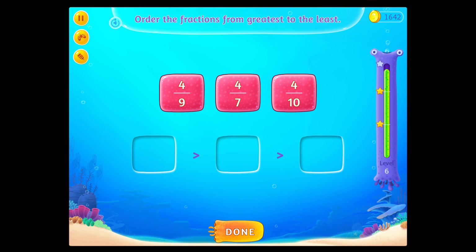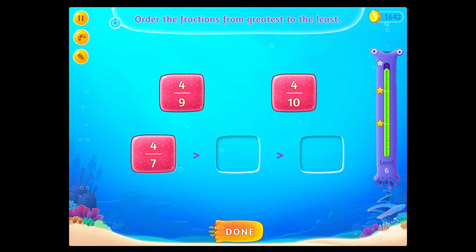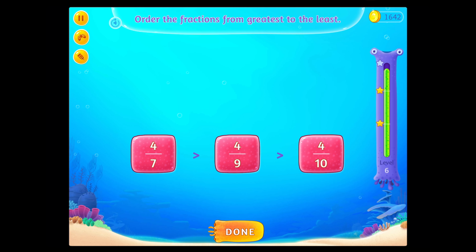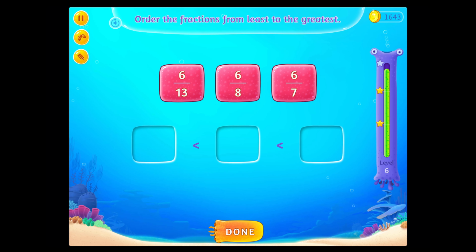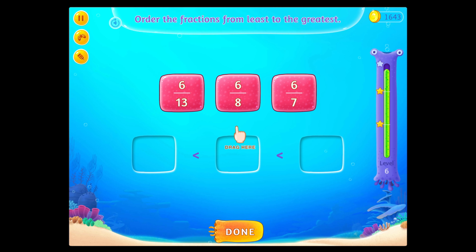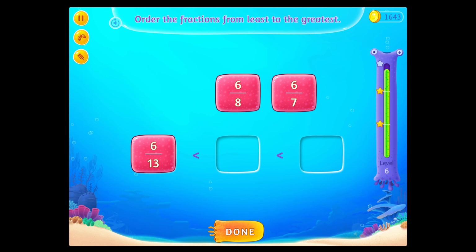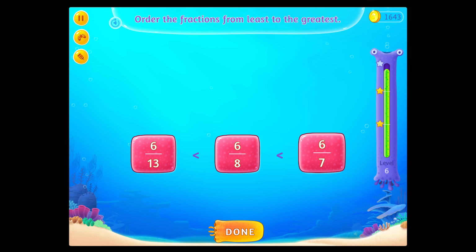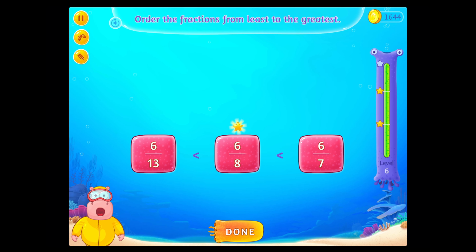Order the fractions from greatest to the least. Awesome! Order the fractions from least to the greatest. Congratulations! You've done it!